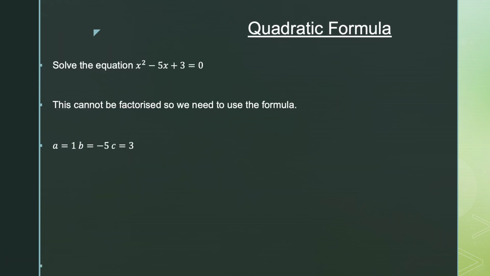Right, guys, quadratic formula. This is the second to last topic for today's lesson. Sorry that I've gone on for a while, but this is for revision purposes, for GCSE revision. Solve the equation x squared minus 3x plus 5 equals 0.